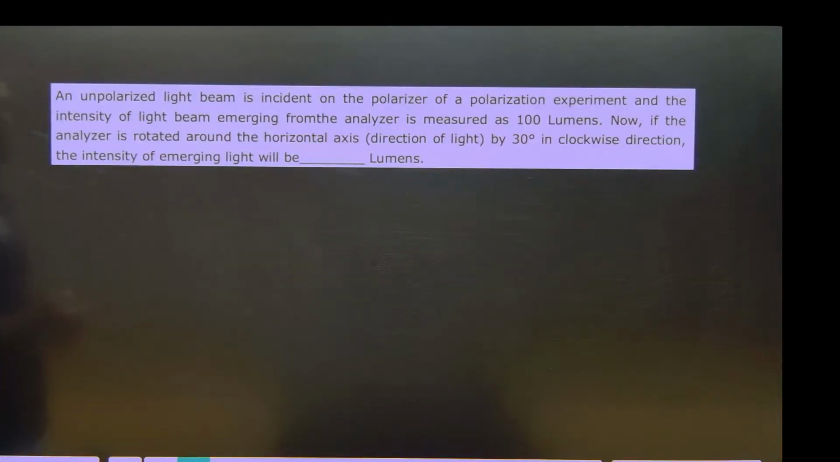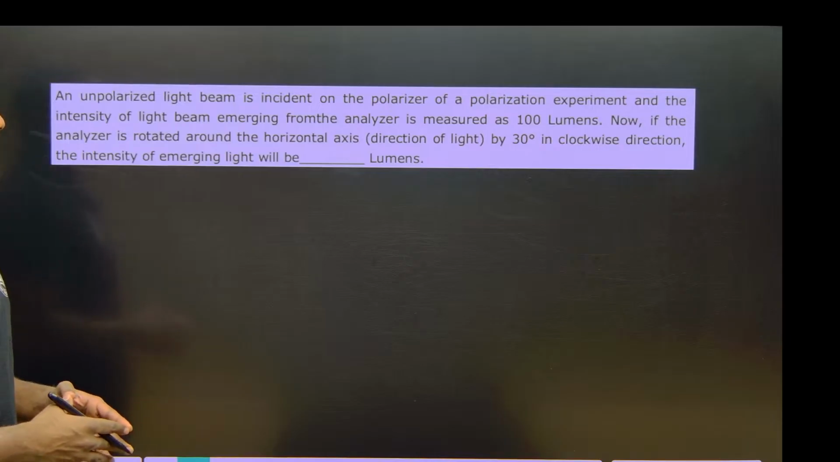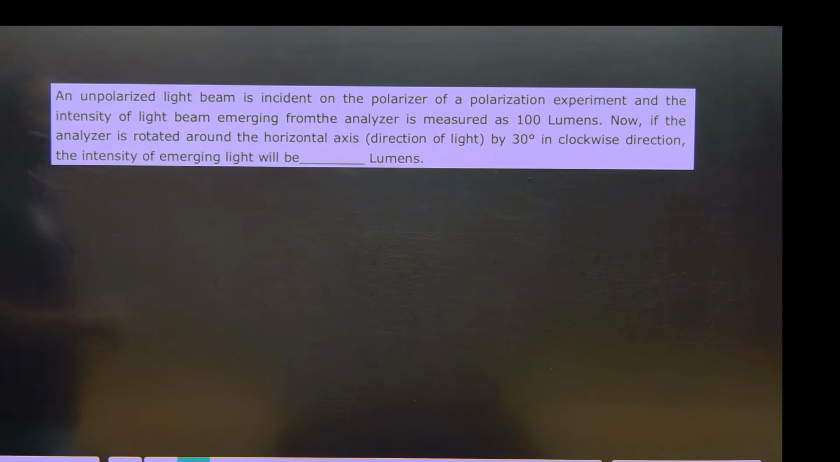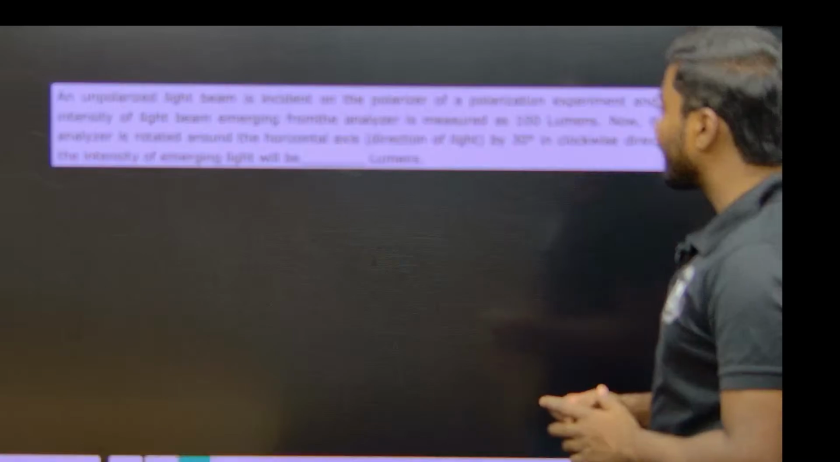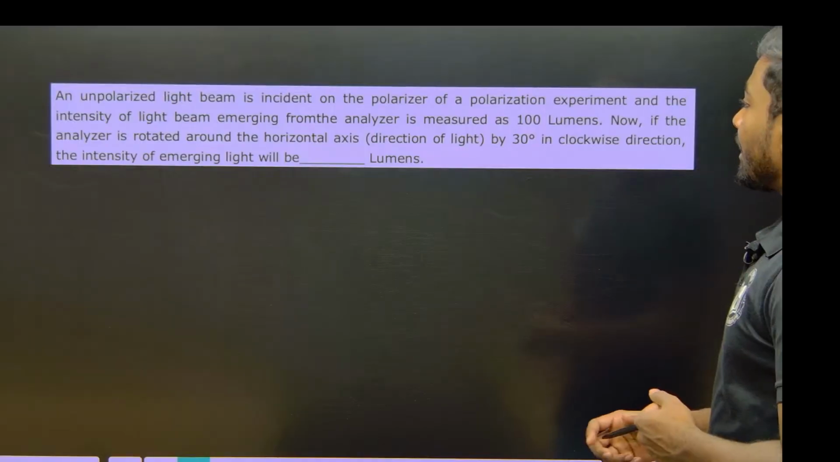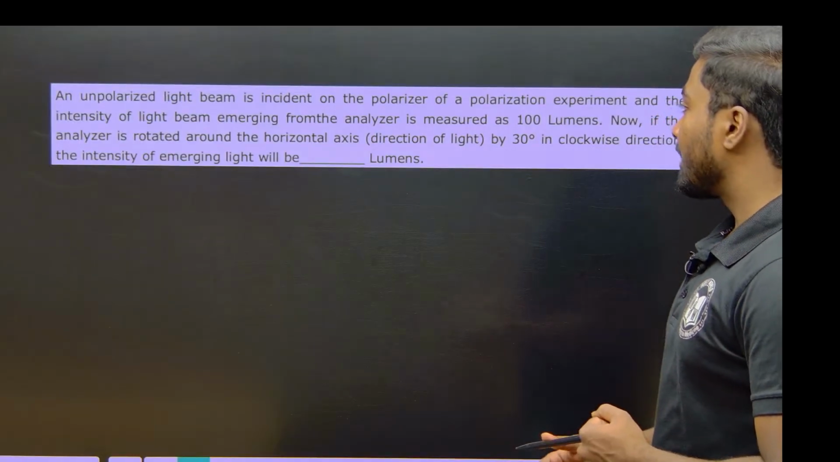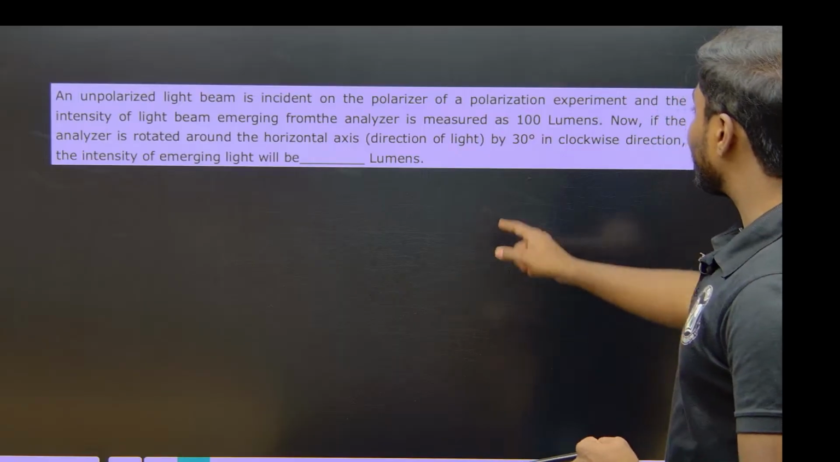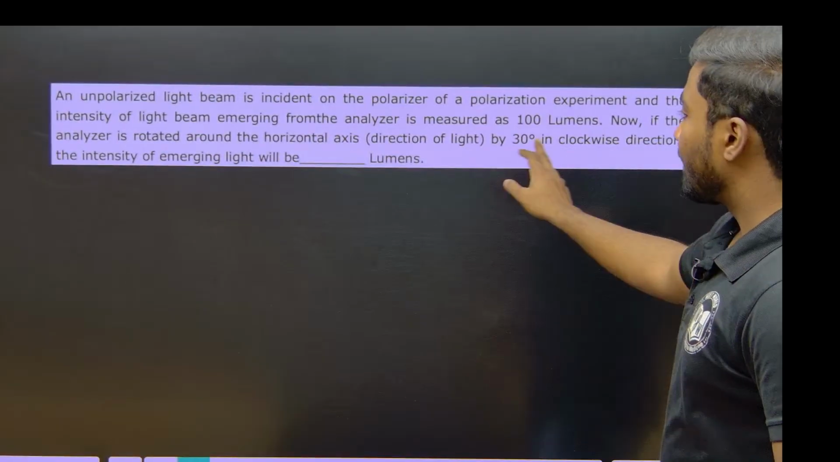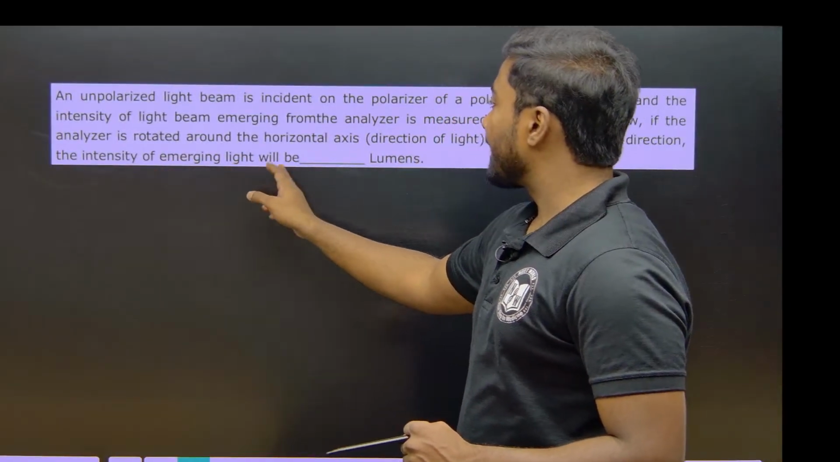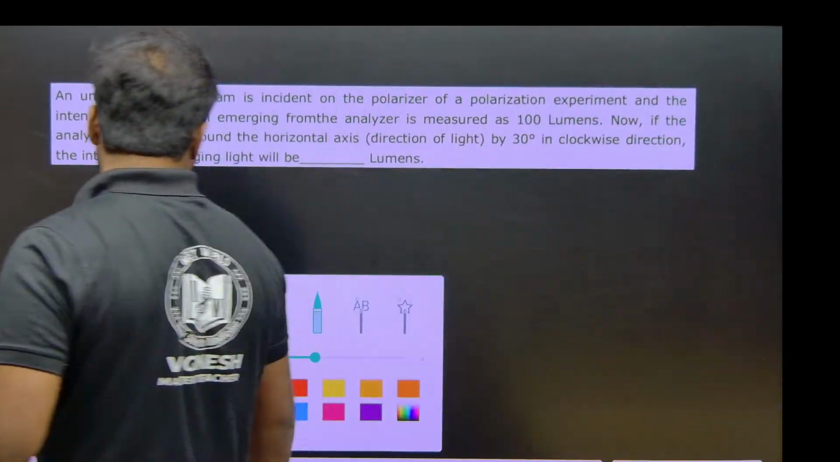Let me zoom it a little bit. An unpolarized light beam is incident on a polarizer of a polarization experiment, and the intensity of the light beam emerging from the analyzer is measured as 100 lumens. Now, if the analyzer is rotated around the horizontal by 30° clockwise, the intensity of emerging light will be. So the total thing I need to find.